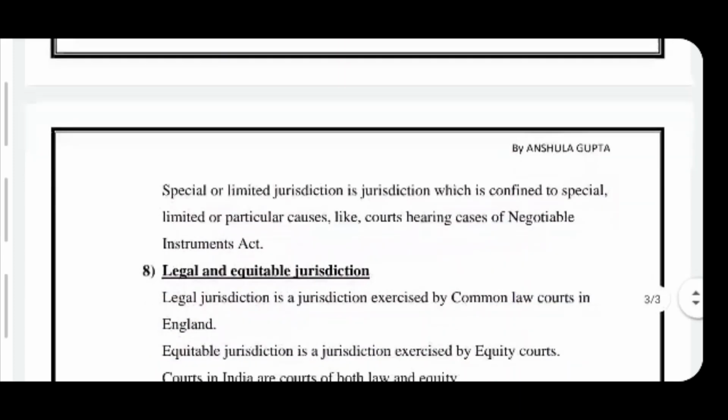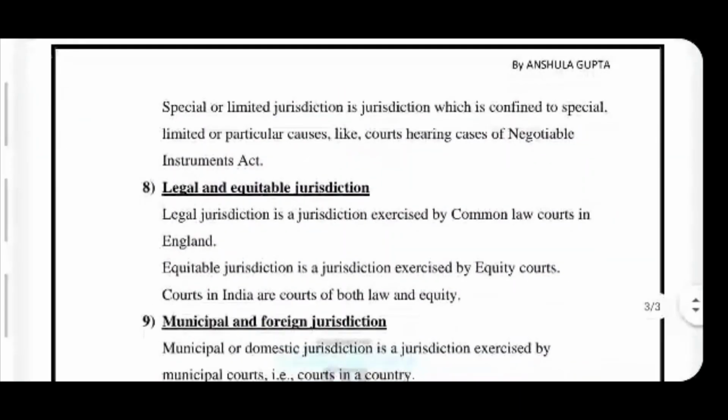Now legal and equitable jurisdiction. Legal jurisdiction is exercised by common law courts in England. As you all know, English law is not a written law; it is only as decided by the courts. And equitable jurisdiction is that jurisdiction which is exercised by the equity courts.